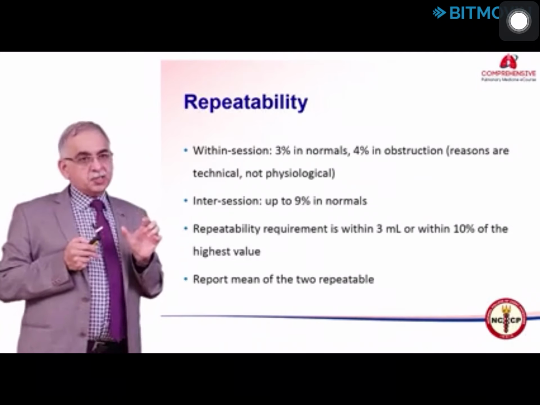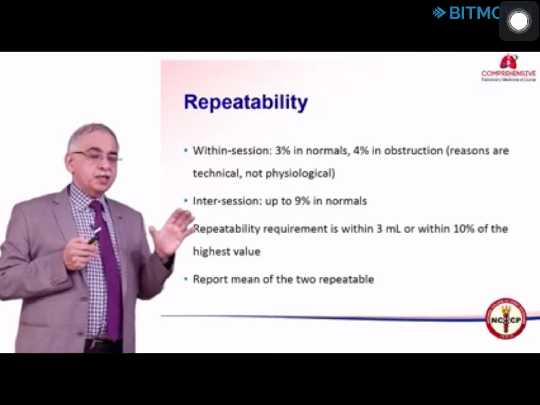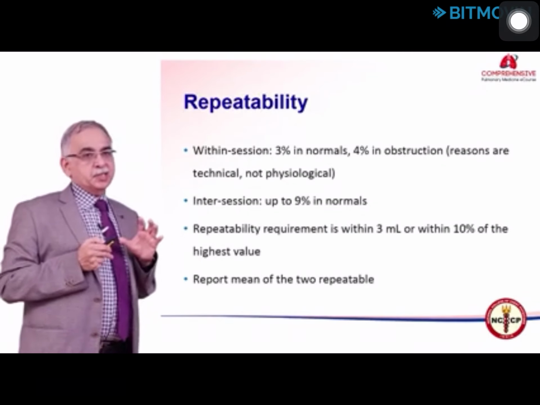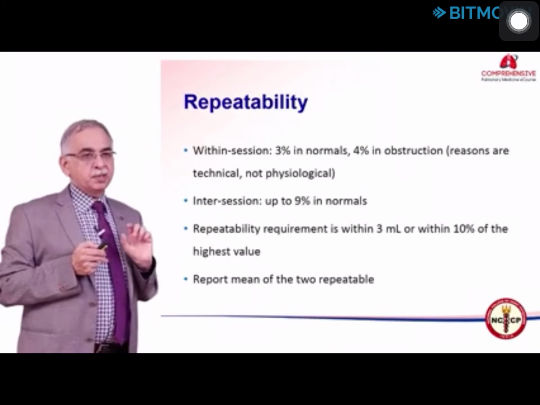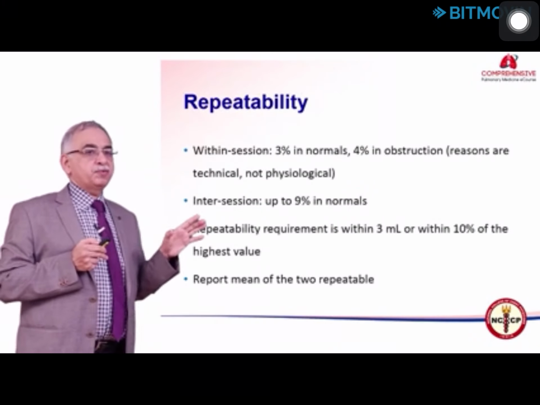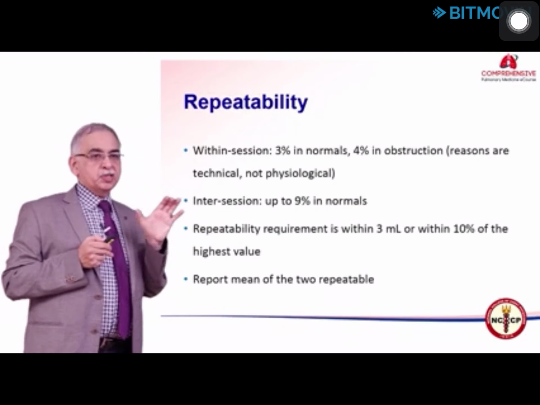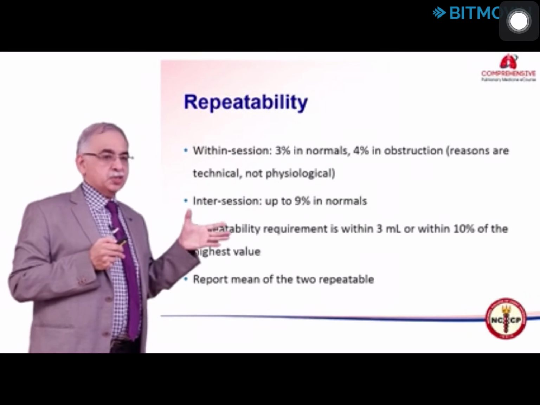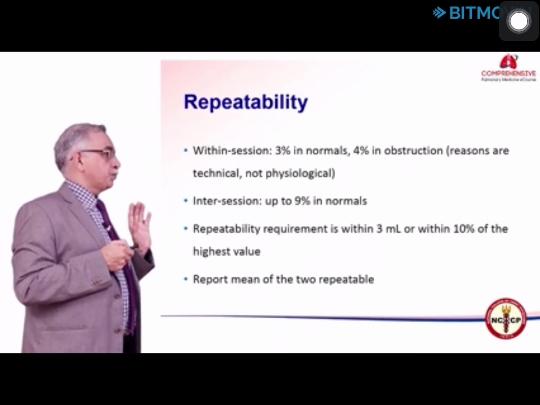If the difference between two measurements, when the patient's clinical condition is not changing, is within 3 ml or 10%, it means the test is repeatable, and we take the mean of 2 repeatable values. So, this is the degree of repeatability which must be ensured. If values are different by more than 3 ml or more than 10% of the highest value, then it means there are some technical errors and the test must be done again.